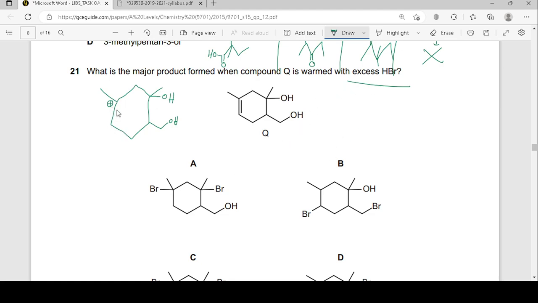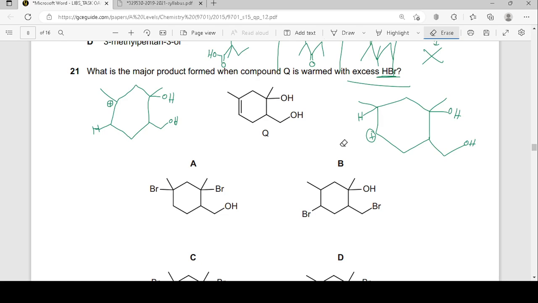So one intermediate could be like this, and then H attaches here from HBr. The other could be like this, with the OH, and this is the one that has the positive charge, and your H attached here from HBr. Then the Br minus nucleophile will attack here. Am I doing this right, or the opposite? HBr goes to H plus and Br minus, right? The H attaches, and the Br attaches later. Yeah, I'm doing it right, I think.